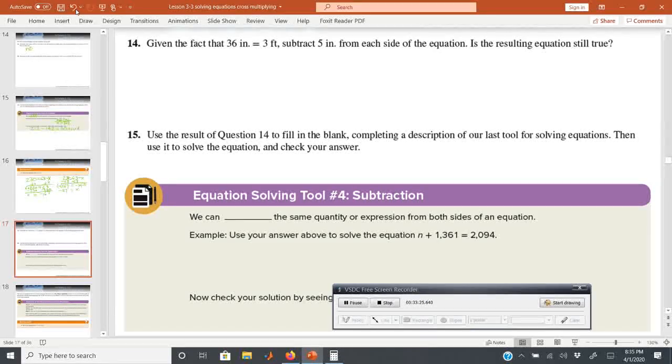Try question 14. Restart the video once you're done. So given the fact that 36 inches equals 3 feet, subtract 5 inches from each side of the equation. Is the result still true? There's two ways you could have done that. I think they want you to do kind of the same thing they did when they were adding 3 seconds to both sides. So 36 inches, subtract 5 inches.